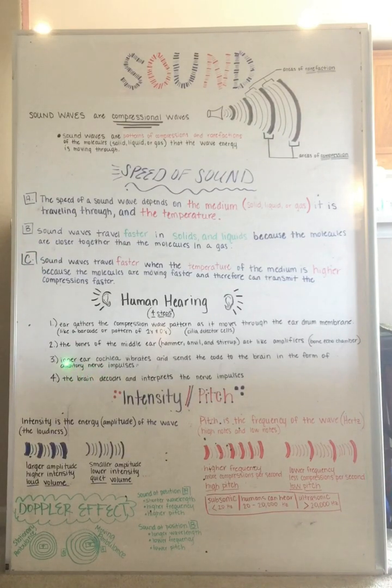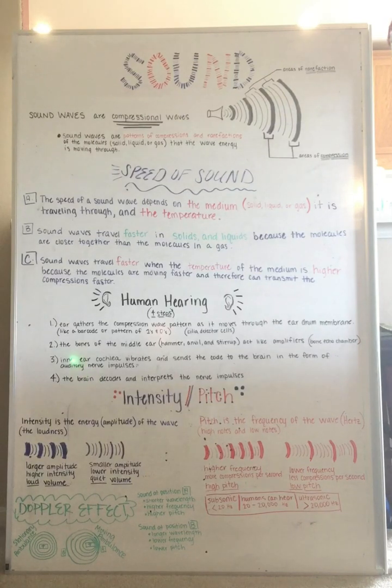So this happens really, really fast since it's traveling by nerve signal to your brain. And then number 4, the brain decodes and interprets the nerve impulses, and that's how you get sound. These nerve impulses travel much faster than hormone messages.